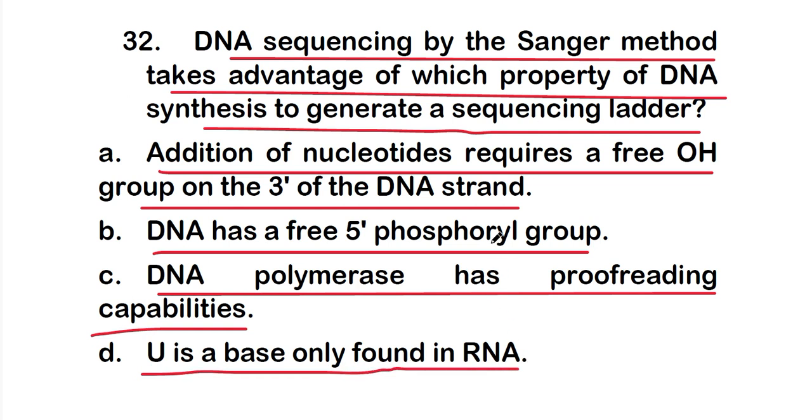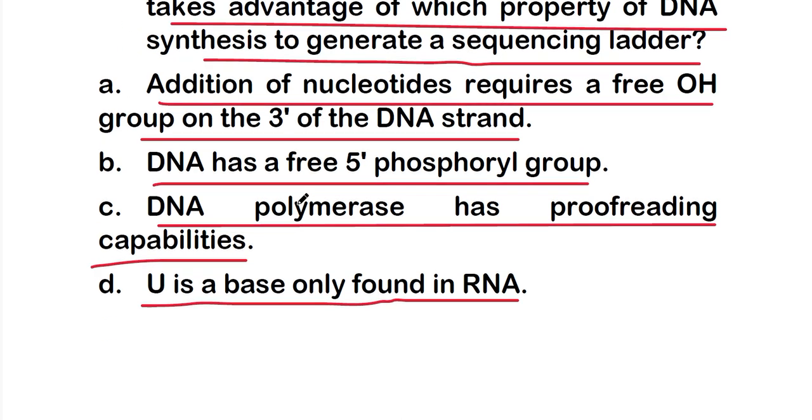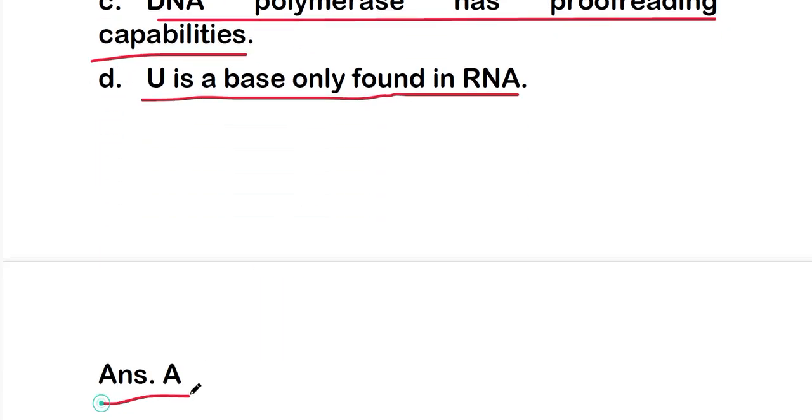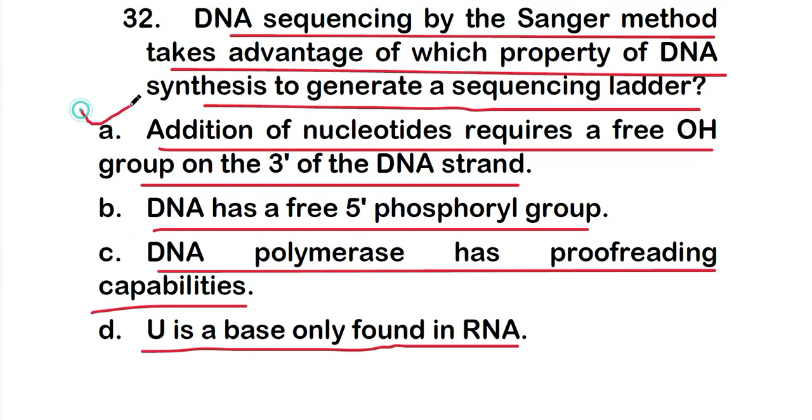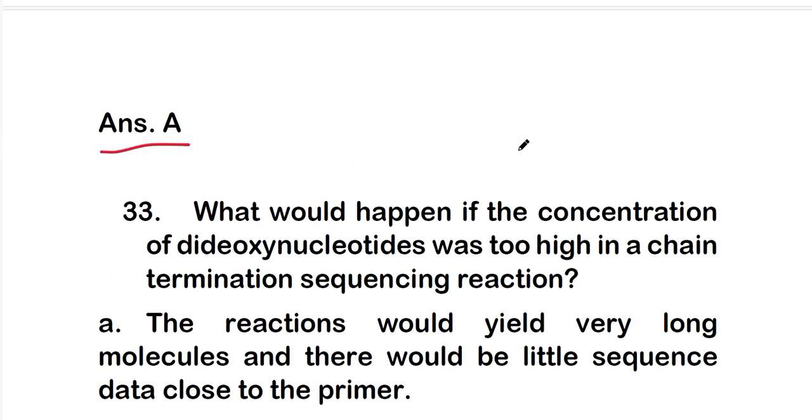Option D, U is a base only found in RNA. So which is the property of DNA synthesis used to generate a sequencing ladder? The right answer is option A, addition of nucleotide requires a free OH group on the 3' of the DNA strand, and that advantage we use in the DNA sequencing technique. Okay, so let's move on to question number 33.